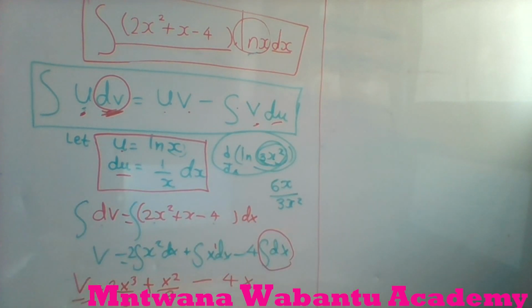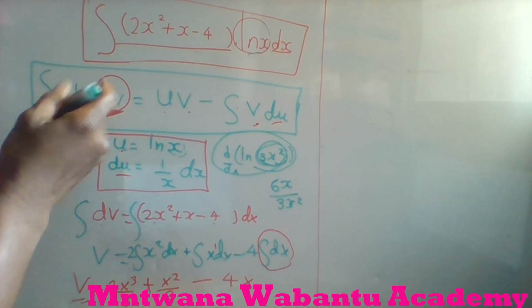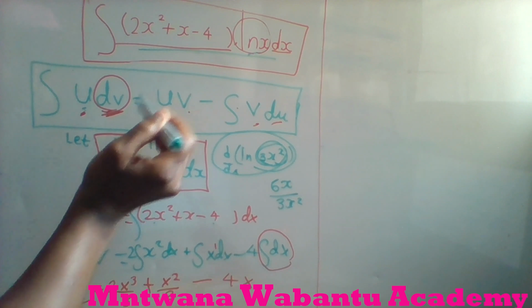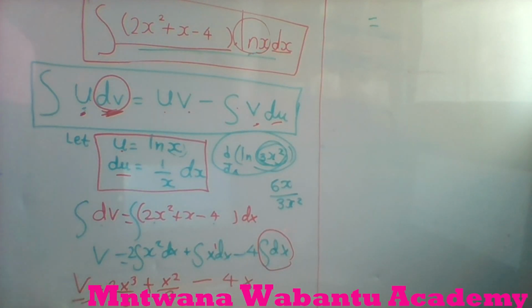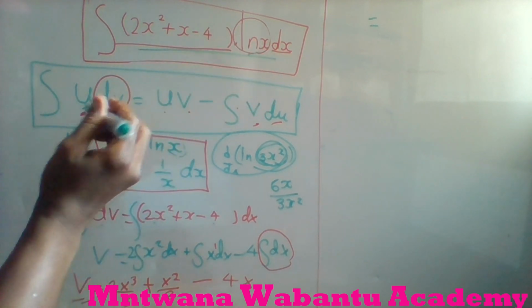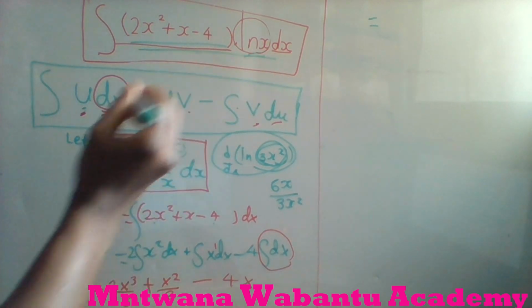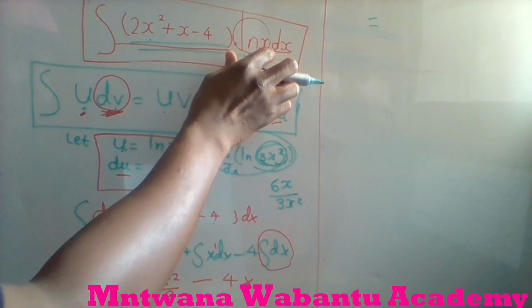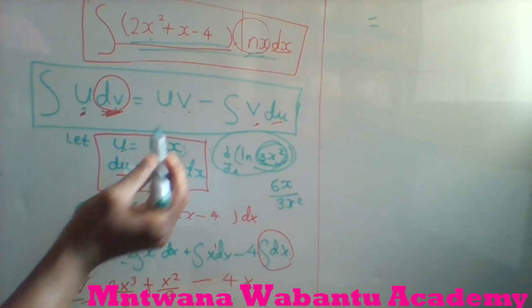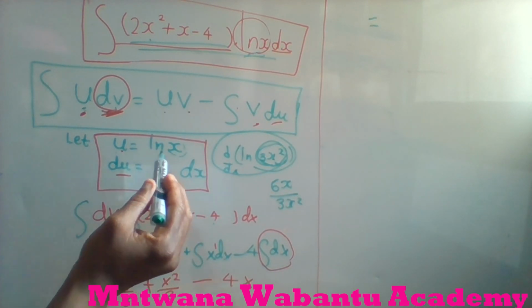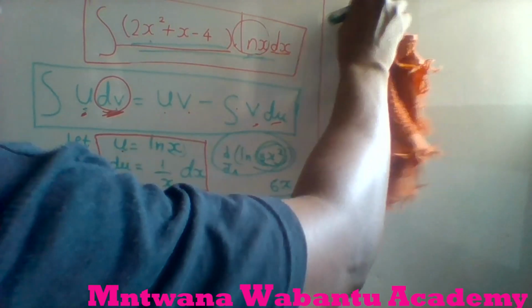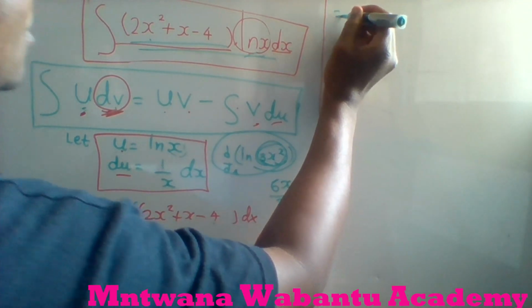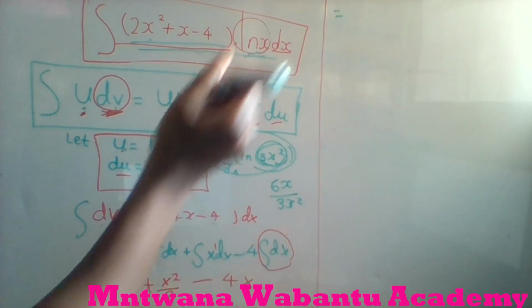Okay, so now let's go. I'm going to substitute in the original formula. So I'll say the integral of u dv, which is this exactly, because our u is this one, and dv means the one given here. Equal, okay, u, what is u? u is equal to ln of x. Let me start from equal uv. What is u? ln of x.